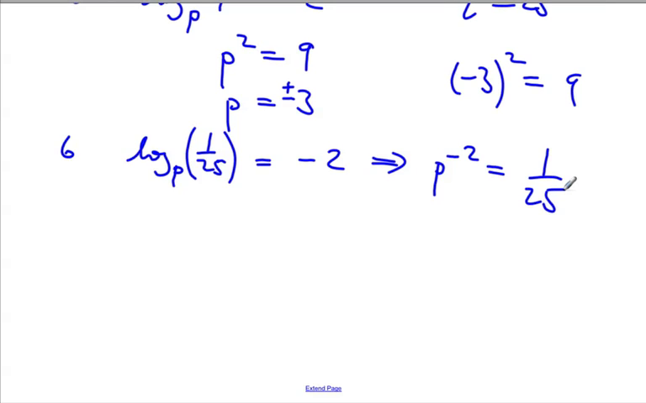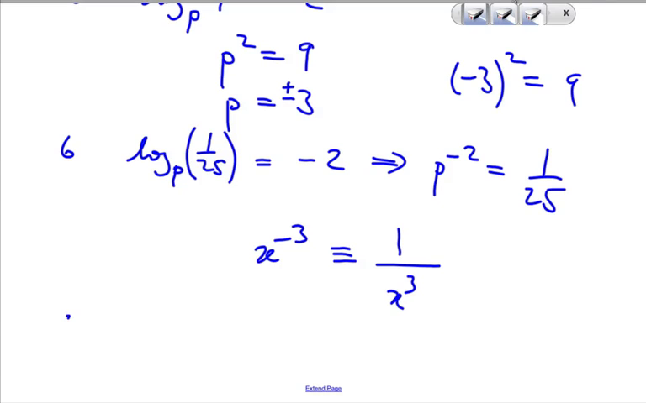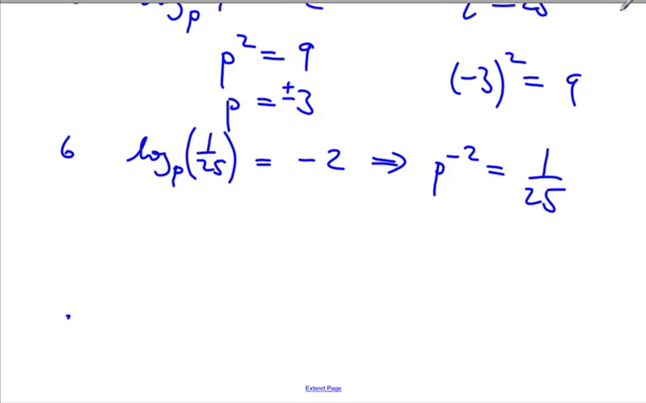What is x to the -3 is exactly the same as that. Can't be the same as x to the 3, can it? x to the -3 and x to the 3 are different things. So x to the -3, the negative means 1 over. It means it lives on the bottom line of the fraction. x to the -3 is 1 over x cubed. So what does P to the -2 mean? One over p squared is the correct answer.